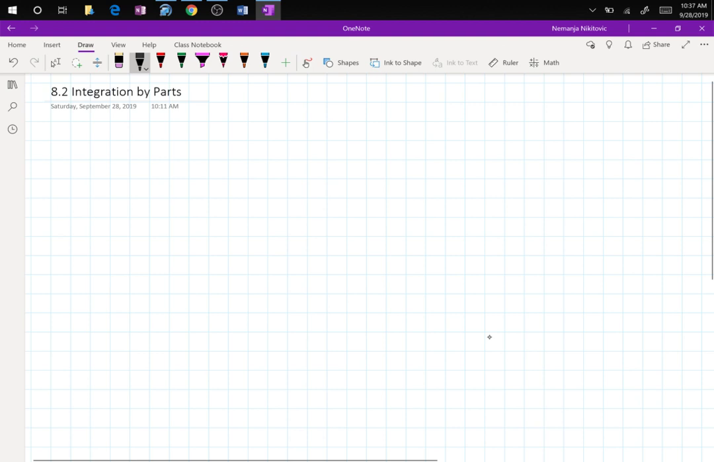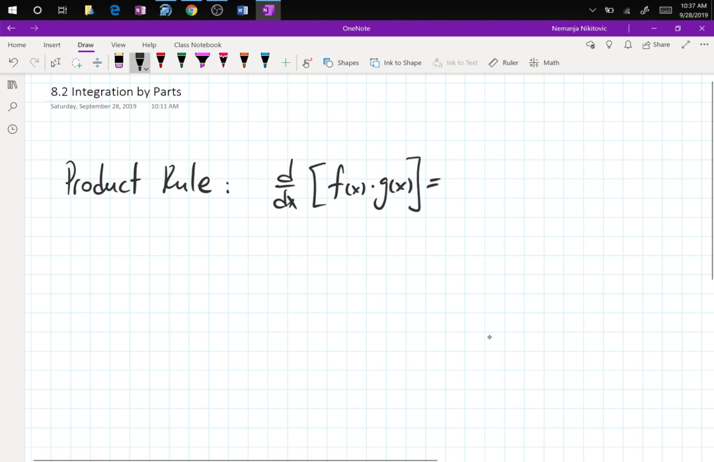So I'm going to first write the product rule formula from your Calc 1, and we have two forms people usually look at. One is f of x times g of x, and the other one is uv. Here is f of x times dg dx plus g of x times df dx. So this is the standard formula for product rule.